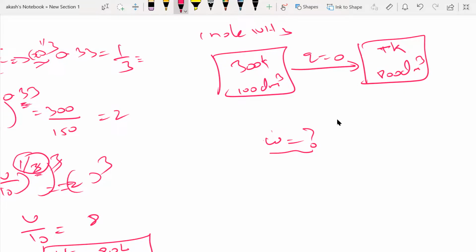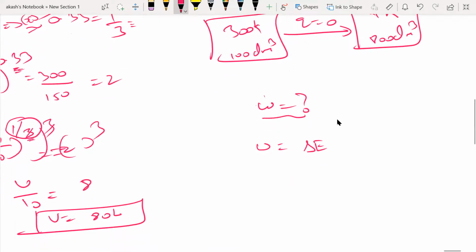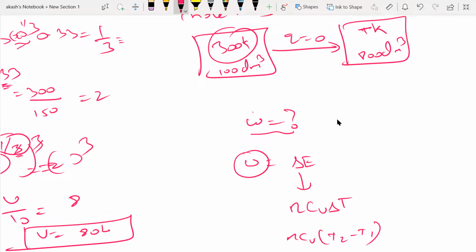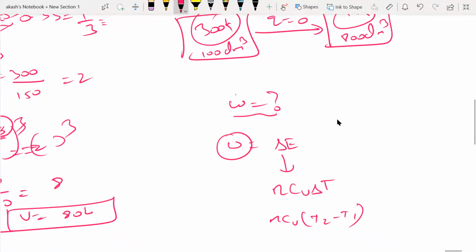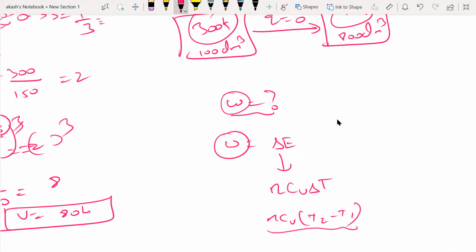So obviously we understand that W and delta E are same for an adiabatic process, right? So if I can find delta E, that value is only W, correct? And the formula for delta E is nothing but nCv delta T, that is nCv (T2 minus T1). T1 I know already, 300 Kelvin. If I can find the final temperature, then I'll be able to substitute here and find your W value. Very simple. Go for it.